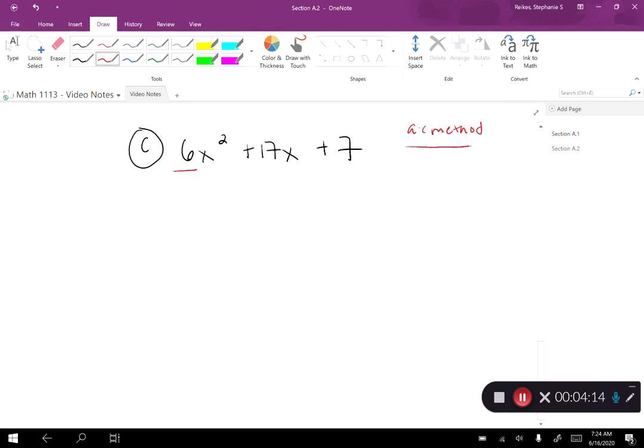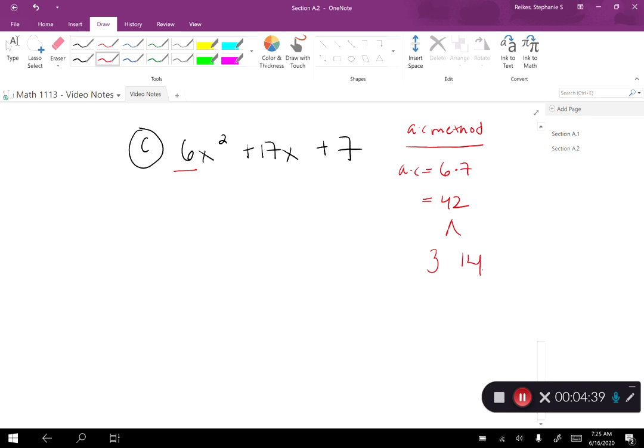So we start by multiplying the a and the c term. So a times c in this case is 6 times 7, which is 42. And now similar to the other technique, this time I'm going to look for two numbers that multiply to 42, but at the same time add to 17. And so we get 3 and 14, both positive.